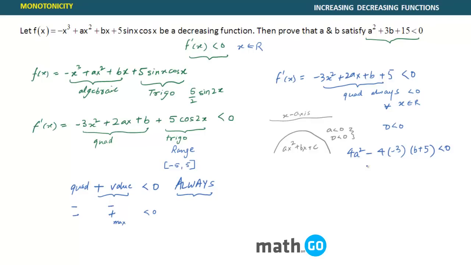Okay, now just solve this. What you will get? 4 can be taken out common. This will become a square plus 3b plus 5 less than 0. So it will be a square plus 3b plus 15 less than or equal to 0. This is what you will get about a and b, and this is what we were asked to prove. Hence I can say proved. I hope this question is clear. Watch the video again to understand, because it's a beautiful question which combines trigonometry and algebra. Then we eliminated trigonometry and used the quadratic also. A perfect question to be asked in a paper of tough level.